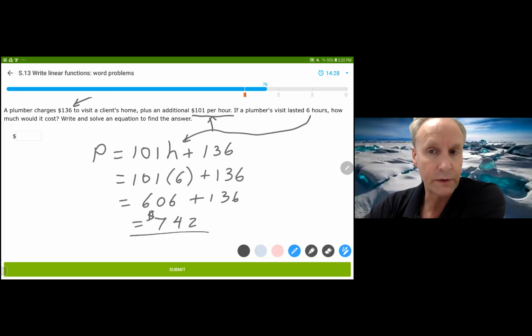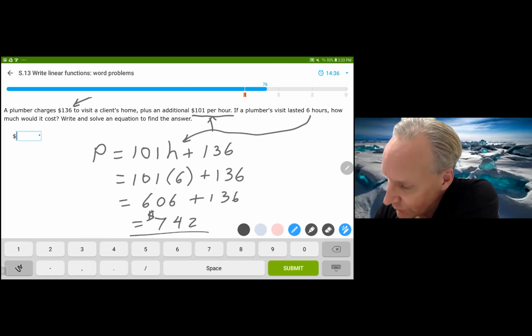which is a pretty reasonable plumbing bill for an all-day job. It doesn't sound like it, does it? Thinking you want to become a plumber? Good point. $742.